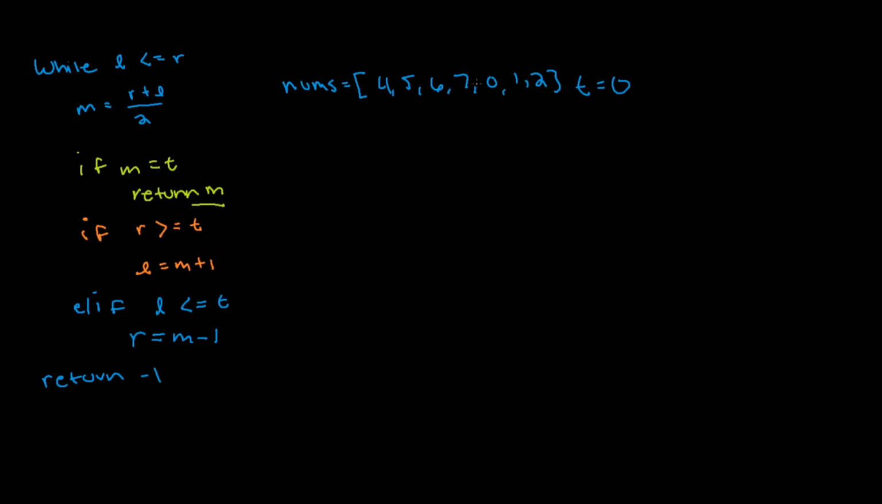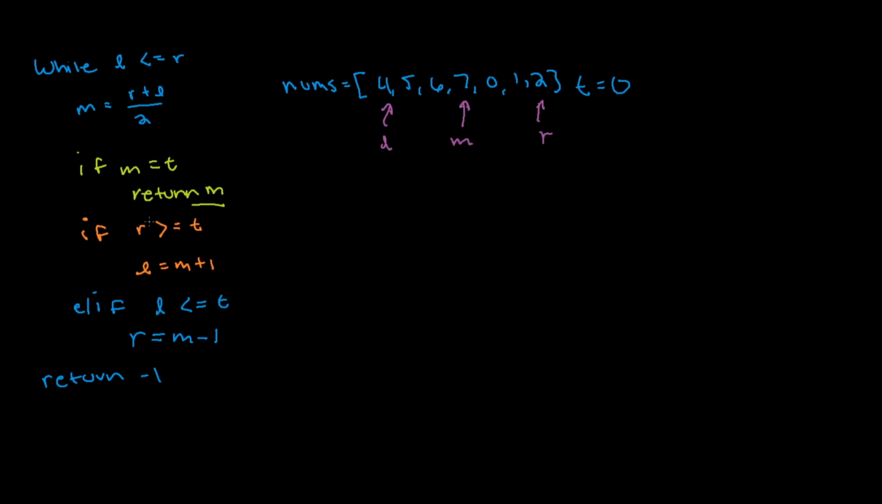So we're going to start by setting our pointers up. Our left would be here, our mid would be here, and our right pointer would be here. And our target is 0. So let's start. Is mid equal to t? No, because that's 7. So now we just want to check the other conditions.